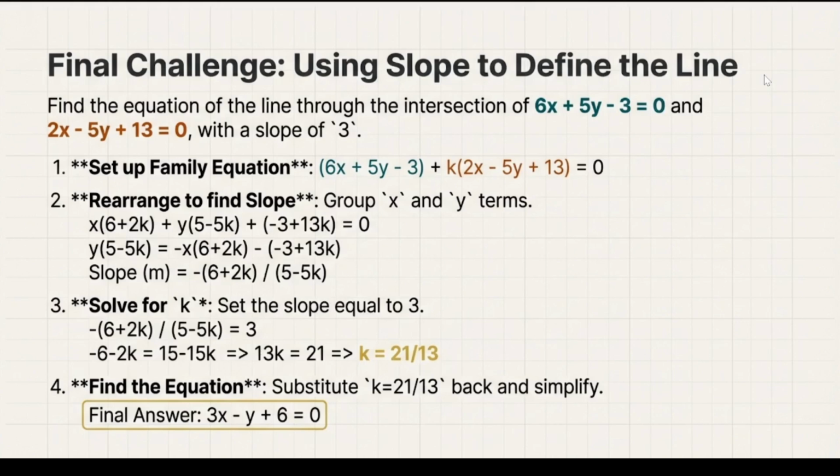Firstly, we will set up our family equation and then we will rearrange it to find the slope, which means grouping x and y terms. That means our slope m is equal to negative (6 plus 2k) divided by (5 minus 5k). If we solve for k here, we can set the value of our slope equal to 3. That means our k is 21/13. Again, if we substitute k equal to 21/13 back into our equation and simplify, we will get our final equation as 3x minus y plus 6 equals 0.